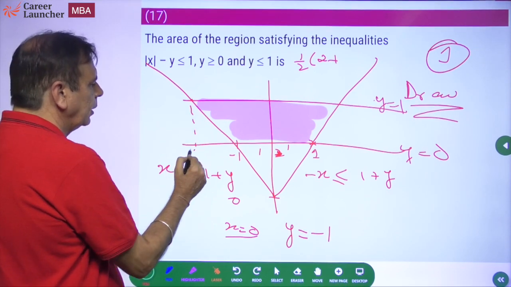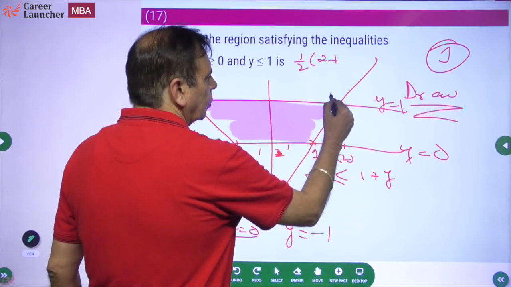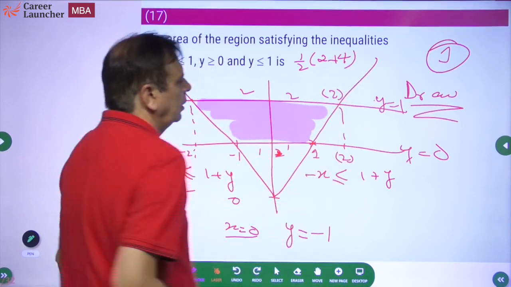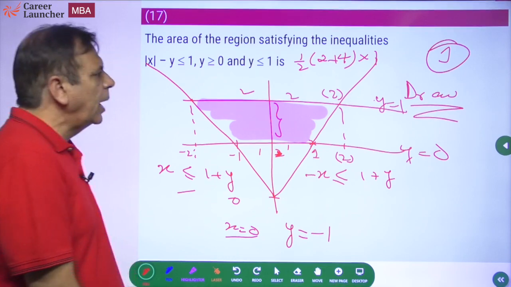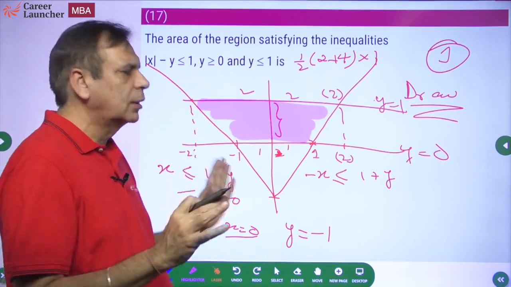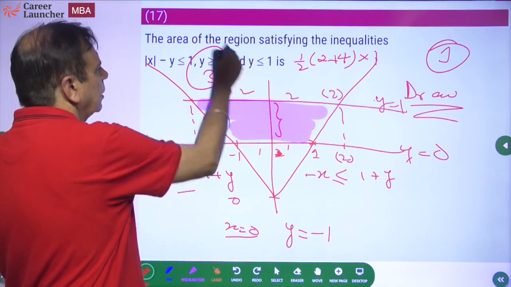So what is this point? This is minus 2 and this is plus 2. So this is 2 plus 2, 4. So 2 plus 4, 6. And what is the distance between them? 1. Half sum of parallel sides into distance between them. So drawing karo, answer nikalo, chinta mat karo is what I would say. So what is the answer? 6 by 2, 3. The answer will be 3.